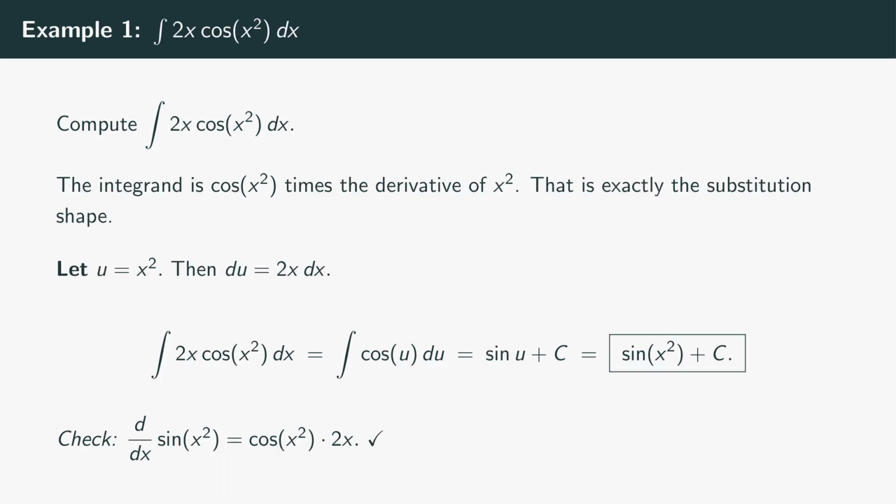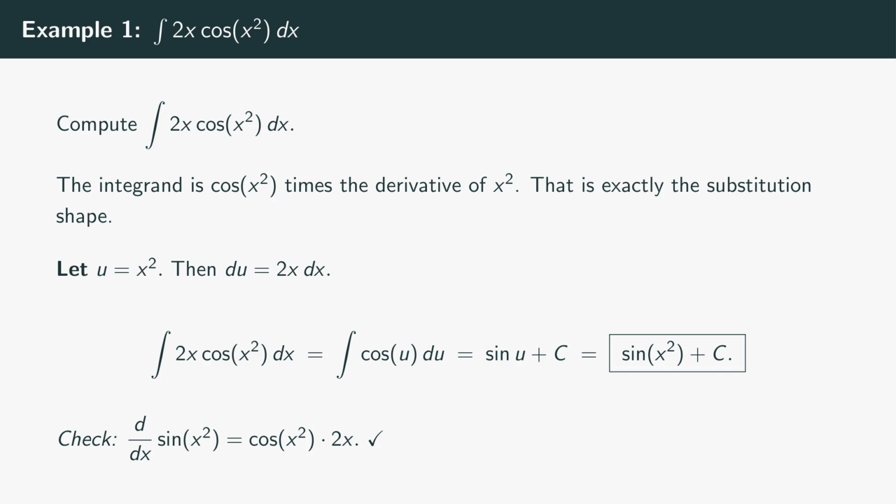First example, the cleanest possible. Compute the integral of 2x times cosine of x squared dx. Look at the structure. There's a cosine of something, and that something is x squared. So we have a composition with x squared on the inside, and this is the lucky part. The derivative of x squared, which is 2x, is sitting right there next to the cosine. The integrand is in exactly the shape the substitution rule was designed for.